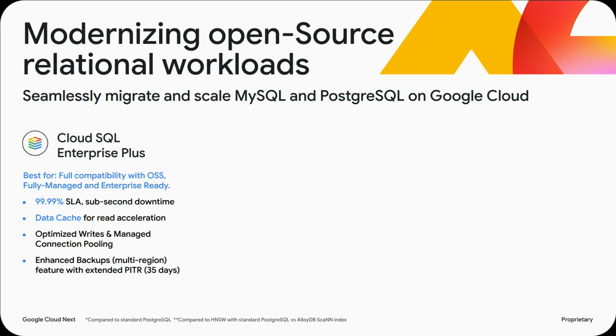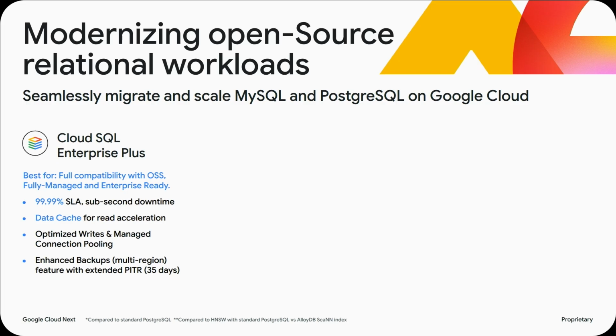I've given it four bullets. There are lots more. Cloud SQL is brimming with all the capabilities there. It gives you 99.99 availability. It has a data cache for very high read acceleration, optimized writes, and managed connection pooling if you want to control and manage application performance as the application scales. It has strong data protection with extended backups, which go multi-region, and also PITR up to 35 days.